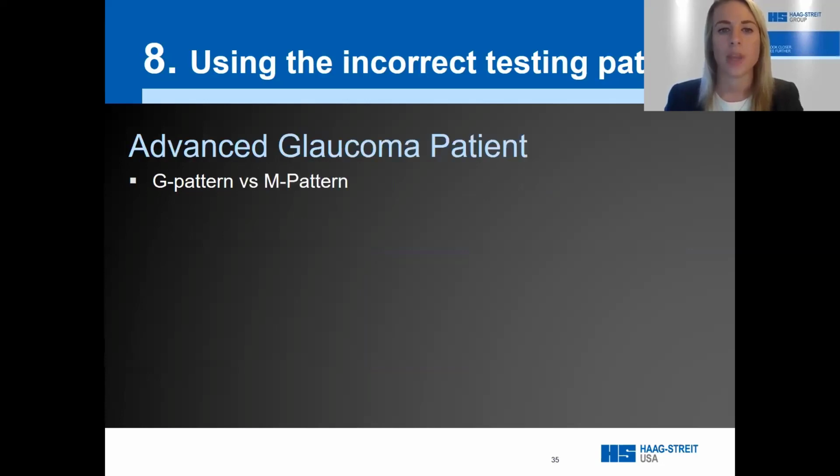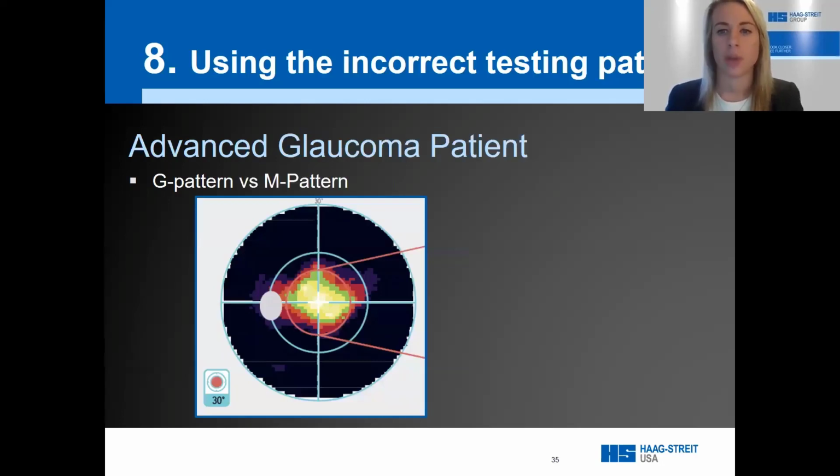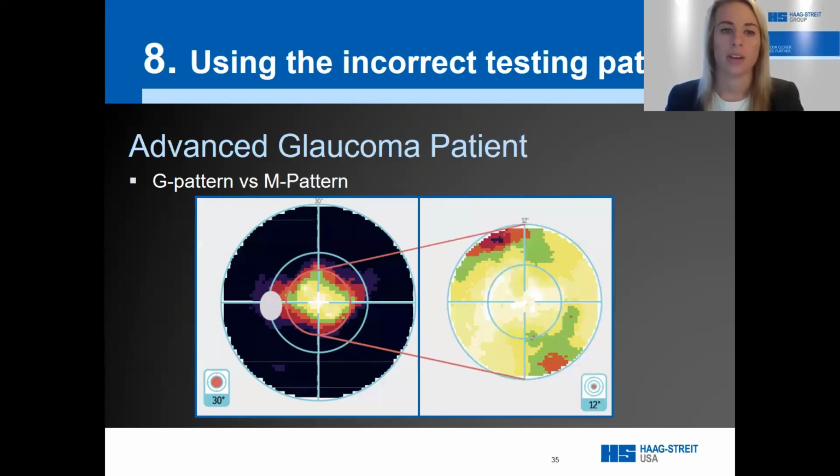Now let's say our patient has advanced glaucoma and they have a severely constricted field. At this stage, the patient's only remaining vision is in the macular area. If we were to run the G pattern, 65% of the field would be known area of non-seeing. That is not a very efficient way to test. So instead, we run the M pattern. This pattern will maximize the amount of parametric information we receive within a similar testing time.